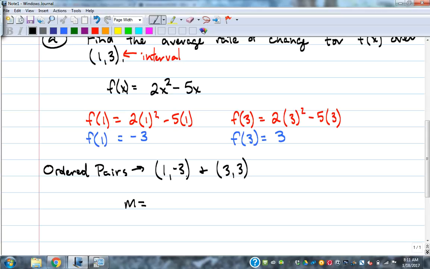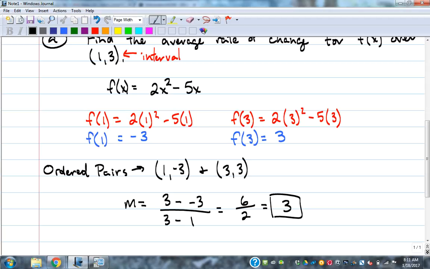I'm not picky about you if you use the delta y over delta x. That doesn't matter. M is fine for slope because we're going to use that in just a second. So take your y values, 3 minus -3 over 3 minus 1. That'd be 6 over 2, which is 3. So the average rate of change is 3 over that interval. The slope of the line, technically, that connects these two ordered pairs is 3.